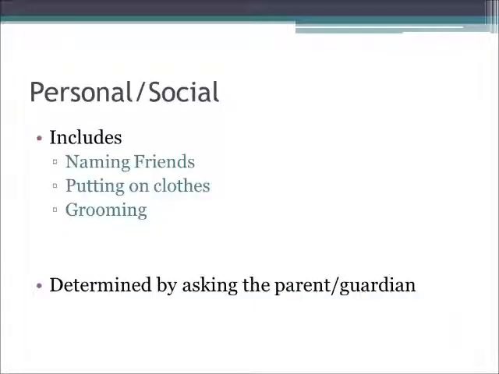The first component is the personal social component, which includes tasks that involve naming friends, the ability to put on clothes, and if the child is able to self-groom. This section can be administered by asking the parents or guardians if the child can perform these tasks at home. This is the only section where you can ask the parents questions. The rest of the sections you need to see the child perform the task.